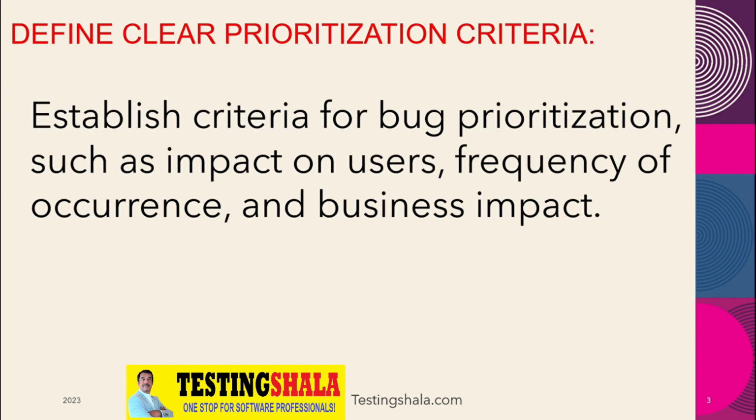The second one is that we should define clarity on priority criteria as well. We cannot just blindly prioritize; we should follow a certain way of prioritization. If you work with the various stakeholders and base it on criteria such as impact on the users, frequency of occurrence and business impact, prioritizing the defects becomes a very easy job for us.